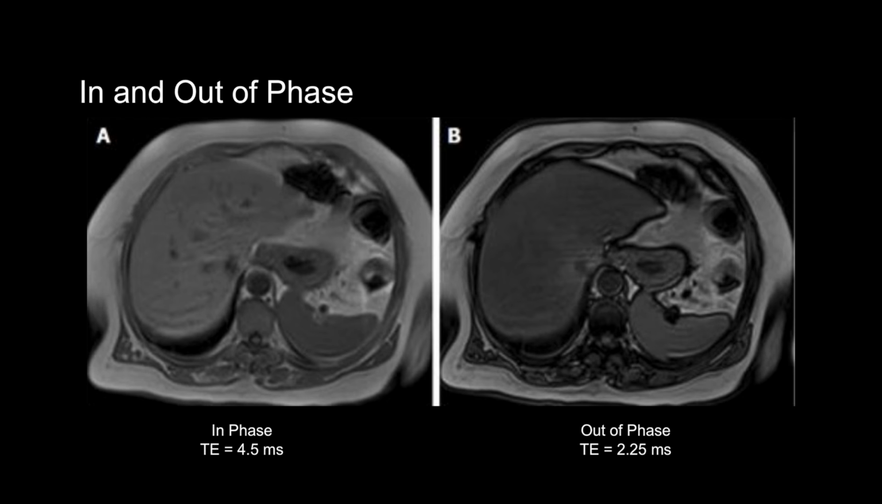That's why it's crucial that the out-of-phase is acquired first. If it was in reverse and the in-phase was acquired first with a shorter TE, and there was a drop in signal on the out-of-phase image, we wouldn't really know if that was due to fat, because they're out of phase, or due to iron, because it has a longer TE.